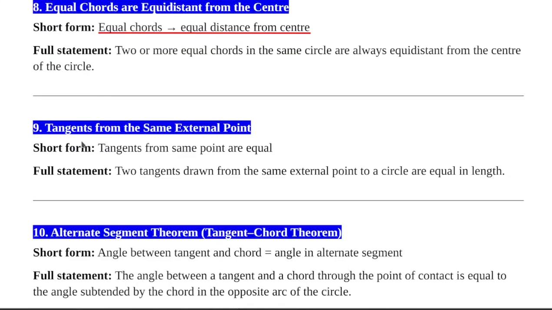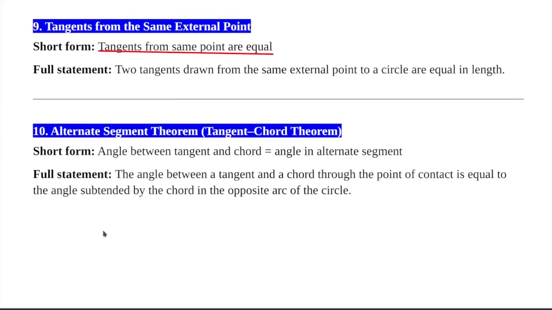Number 9, tangents from the same external point property. Now 2 tangents drawn from the same external point to a circle are equal in length. Tangents from the same point are equal. That's the short form for this one. Next, the alternate segment theorem. Now just a reminder, a segment is something like this. Let's say you have your circle and then you draw a chord in the circle.